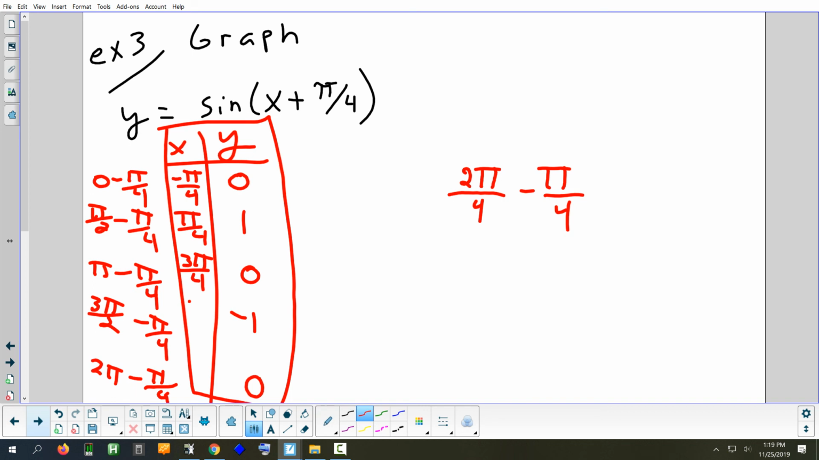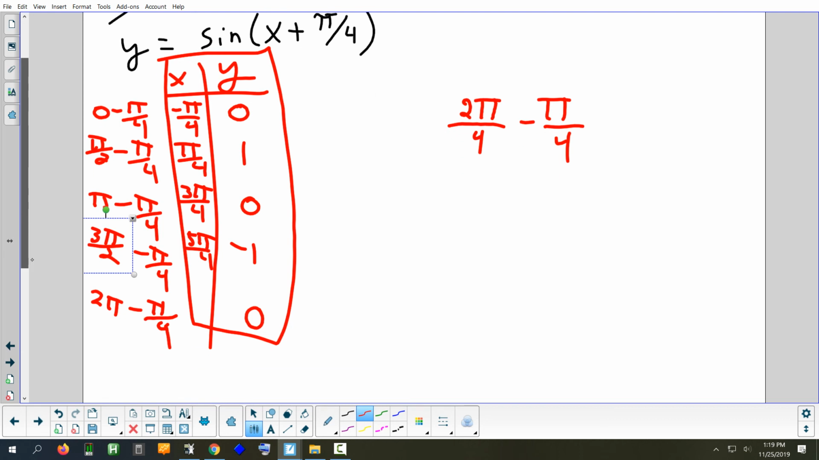Pi over 2? No. Six pi over 4, take away one pi over 4, that's 5 pi over 4. Just double the top, double the bottom. And the last one? 7 pi over 4.